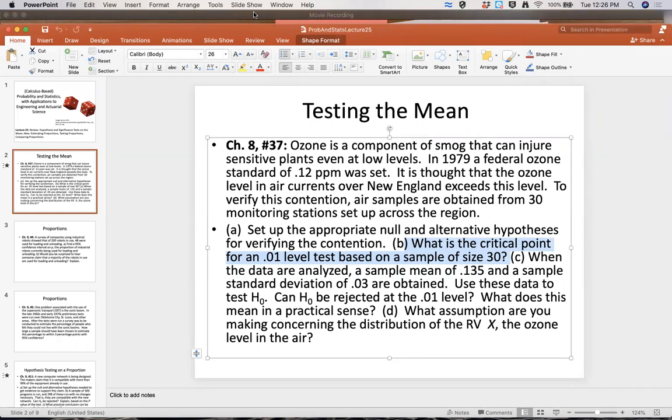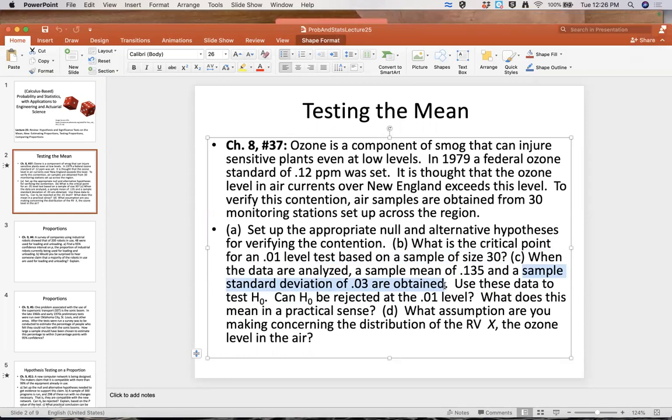0.01 level means that alpha is 0.01. You're trying to design the rejection region so that your probability of a type 1 error is 1%. It's easiest to do this either in terms of Z or T first. We don't know the population variance or population standard deviation. We've got a sample standard deviation.